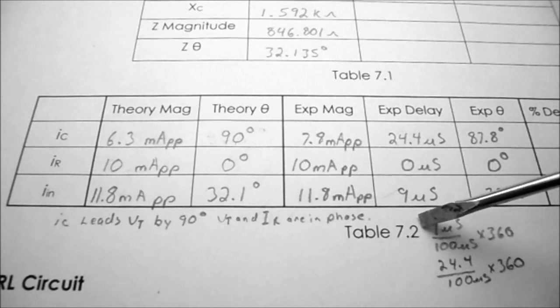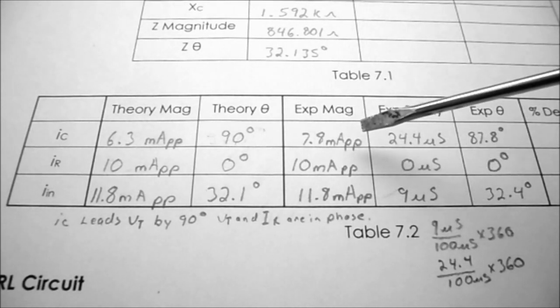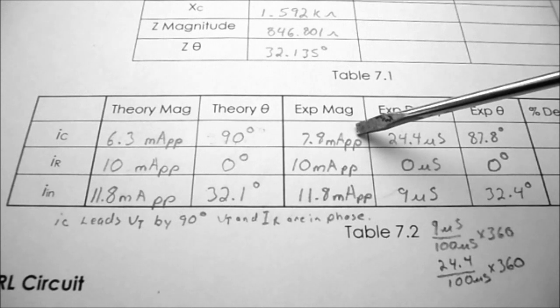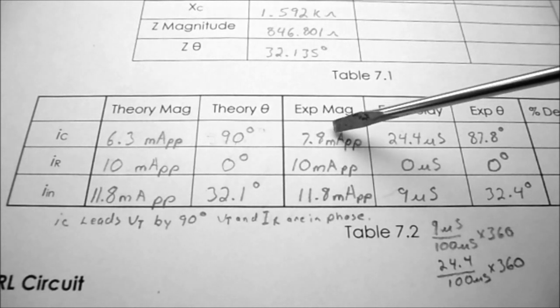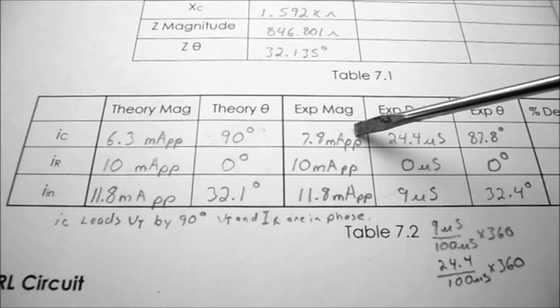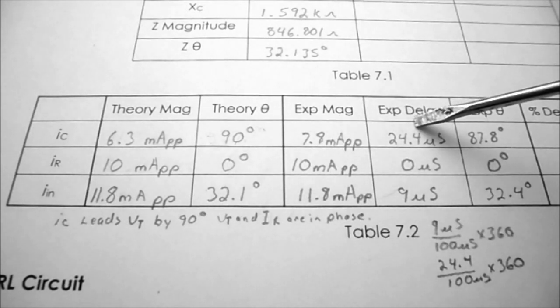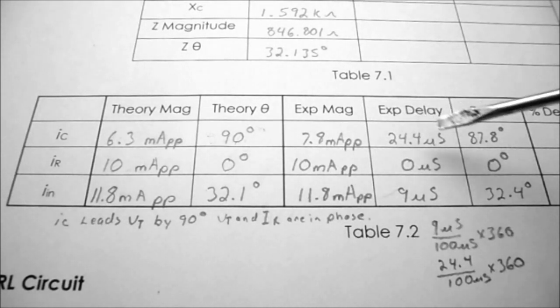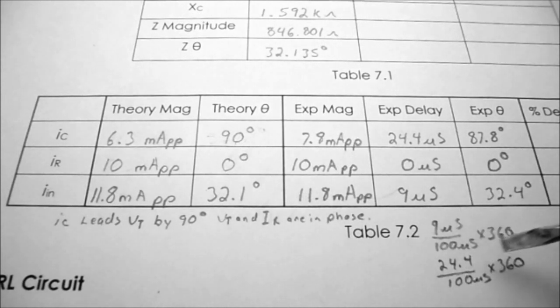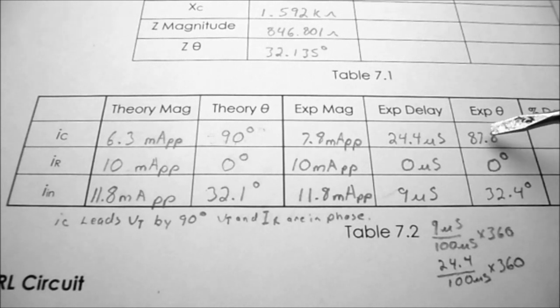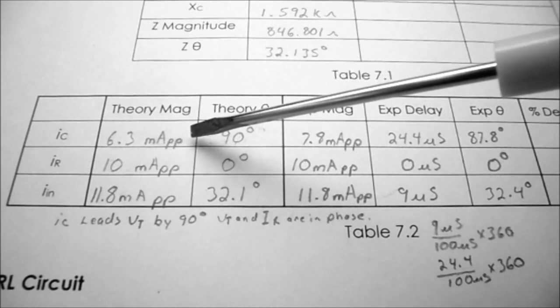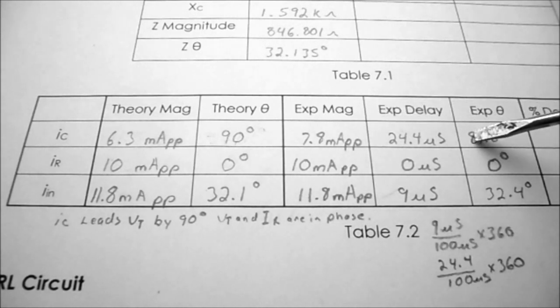So over on table 7.2, I've recorded my IC experimental magnitude is 7.8 milliamps peak to peak. Remember, it was 78 millivolts. You have to divide it by the 10 ohms. My experimental delay was 24.4 microseconds. Divide it by 100 microseconds times 360 equals 87.8 degrees. So you can see my readings from my capacitor are off a little bit, but then again my capacitance was off a little bit too.